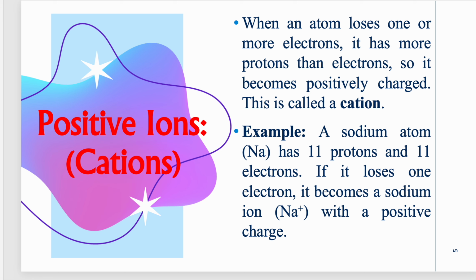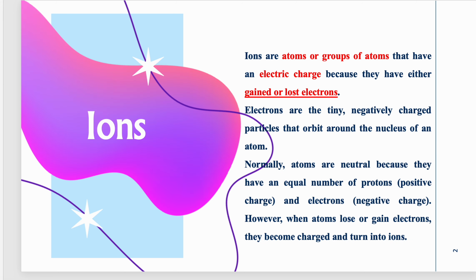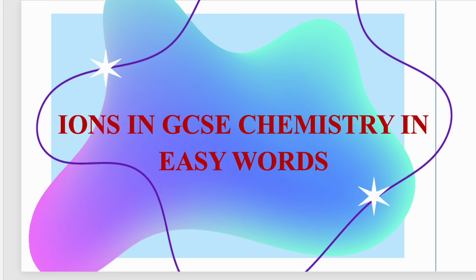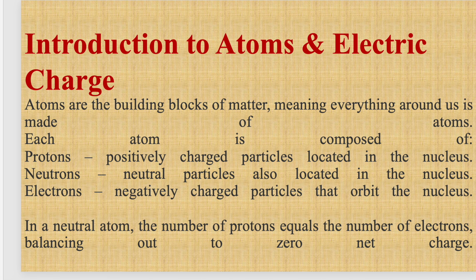In this lecture I am going to explain to you about ions. What are ions in chemistry? I'll explain this concept in very easy words and in very easy language. You all know that atoms are the building blocks of matter. In other words, everything around us is made up of atoms.